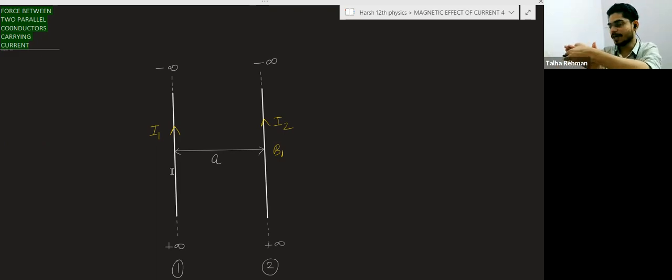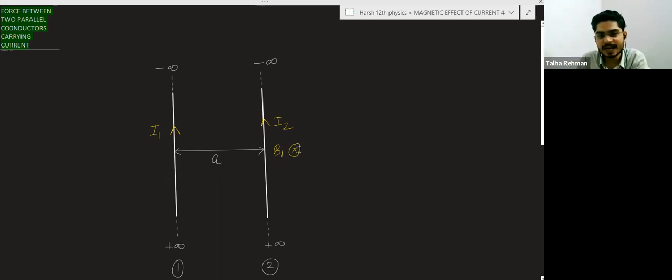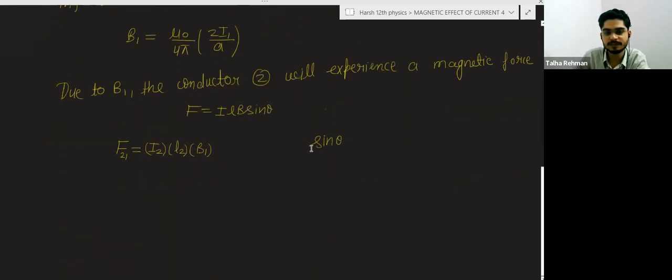Okay, point your fingers towards the point where you want to find the magnetic field and curl like this. So here, you will get the direction of the magnetic field due to I1 will be inwards. Inwards means the angle between the length of the wire and the magnetic field will be 90 degrees. So theta will be 90 degrees. So you will write sine 90, and sine 90 is equal to 1.